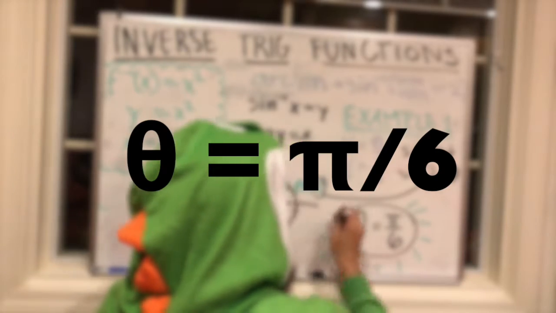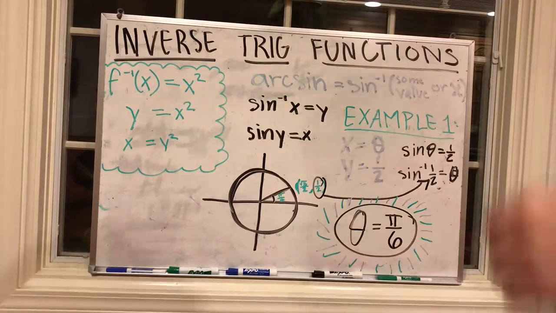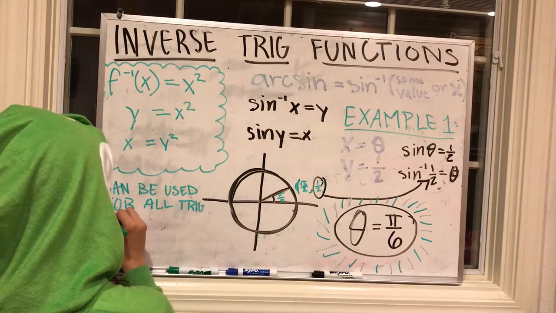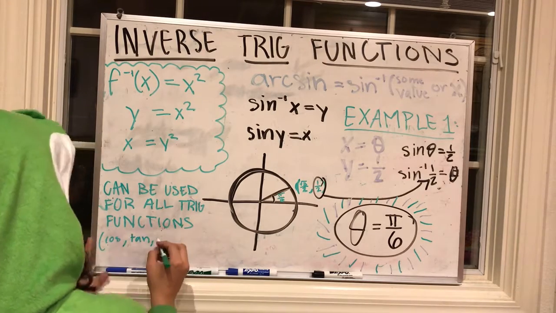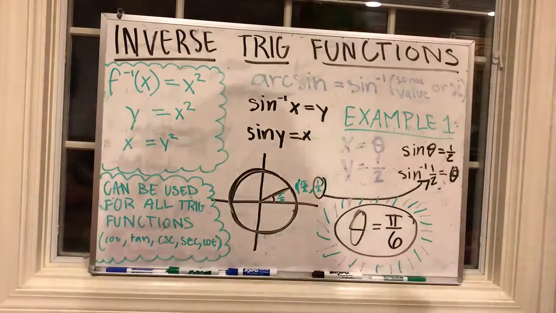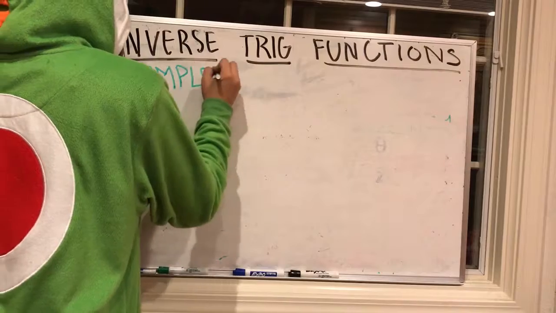So I'm going to break this down for you guys really quickly because it might be a little confusing. We're looking for the angle at which sine equals 1/2. So we're looking for when the y value equals 1/2, and since we looked at our unit circle, we know that that angle is pi over 6. These steps in solving this problem can be used for all trigonometric functions: cosine, tangent, cosecant, secant, and cotangent. Just remember this way of solving the problem. So with that in mind, let's go on to another example.